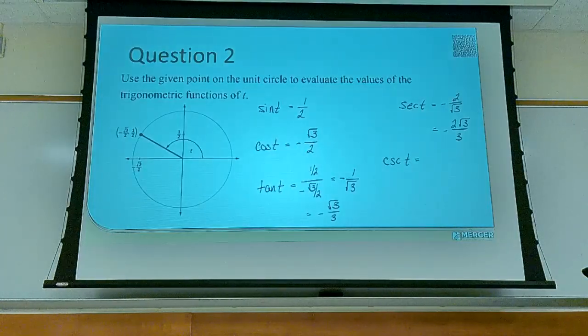Cosecant, 1 over the y coordinate. So reciprocal of 1/2, 2. Cotangent, x over y, which is just negative root 3.